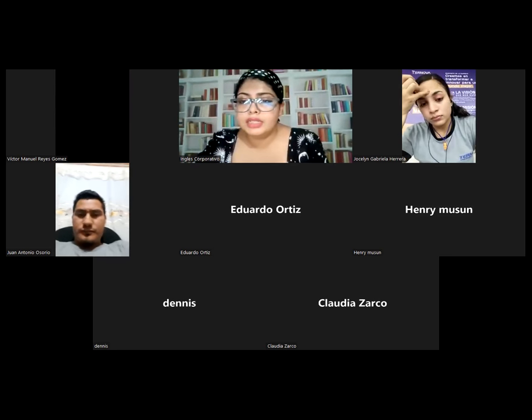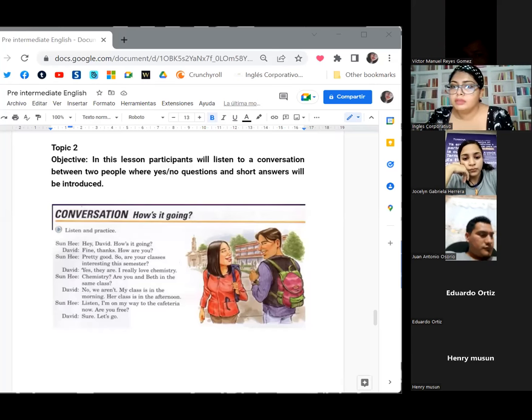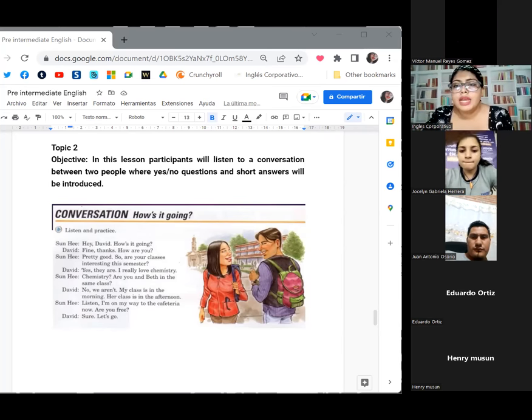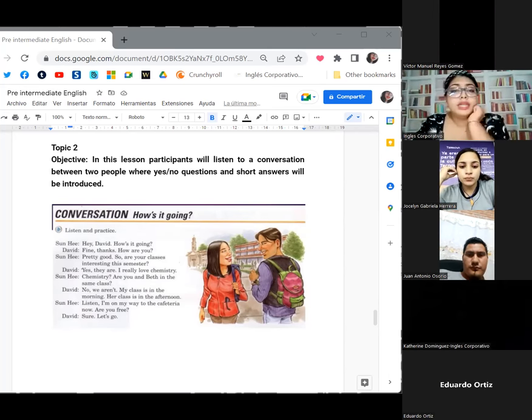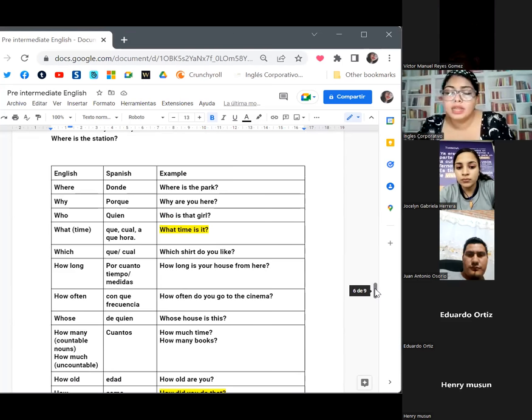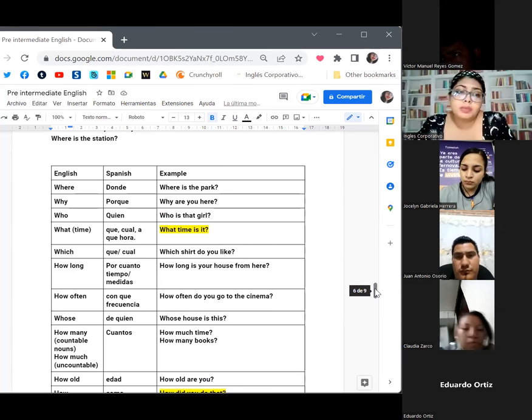So, let me share this screen. Okay. So here we have the last conversation that we were reading yesterday about the uses of the WH question and the yes, no question. So we have here our table in which we were seeing the uses of these WH words. Estas son las palabras que teníamos o los inicios de nuestras preguntas, que eran las que nosotros estuvimos viendo ayer. The English part, the Spanish meaning, and the example of this question.